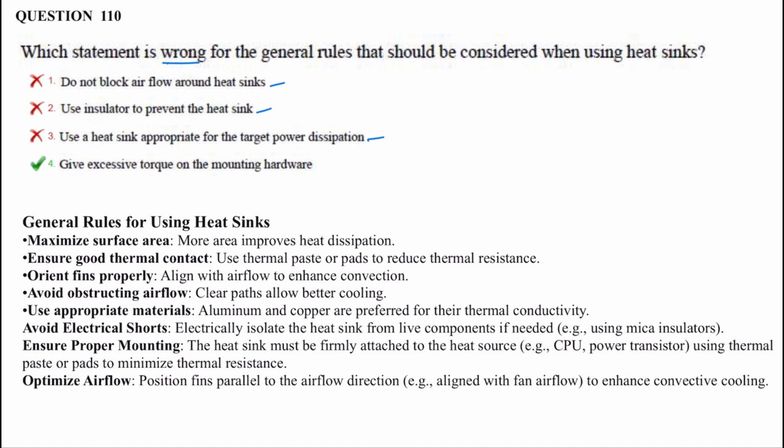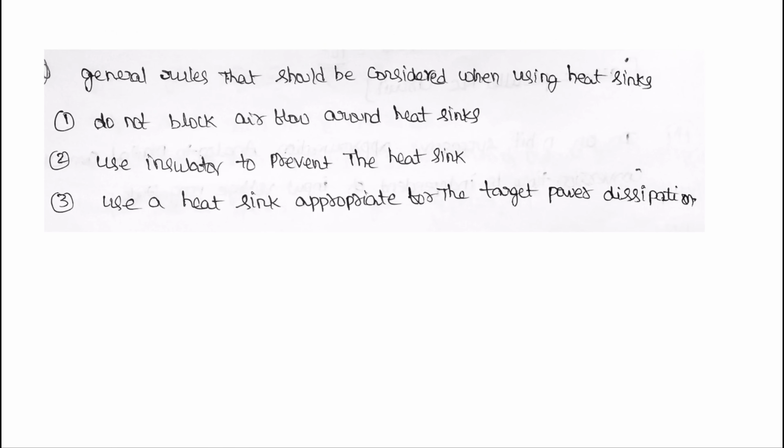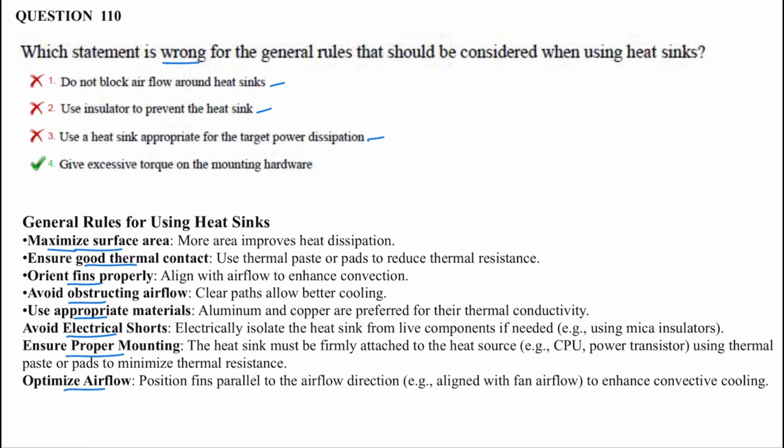General rules for using heat sink are: maximize the surface area, ensure good thermal contact, orient fins properly, avoid obstructing airflow, use appropriate materials, avoid electrical short circuits, ensure proper mounting, optimize the airflow. So general rules that should be considered when using heat sink are: do not block airflow around the heat sink, use insulator to prevent the heat sink, use a heat sink appropriate for target power dissipation.